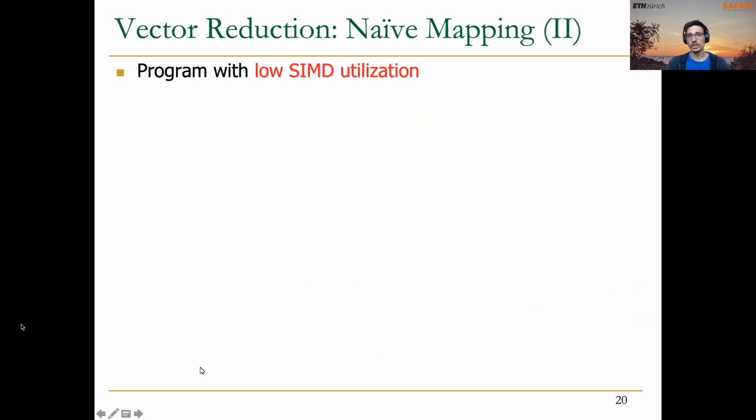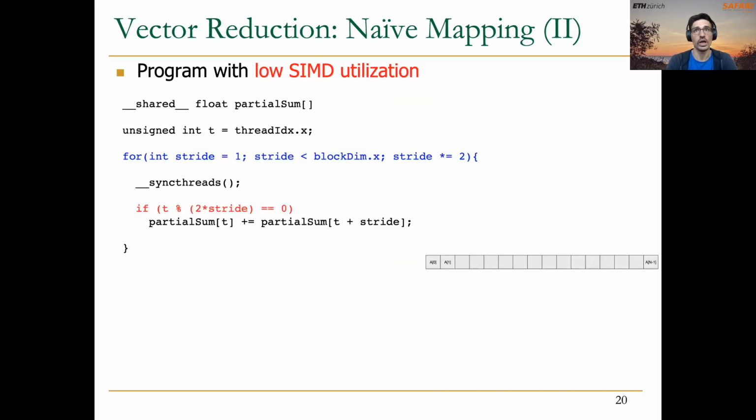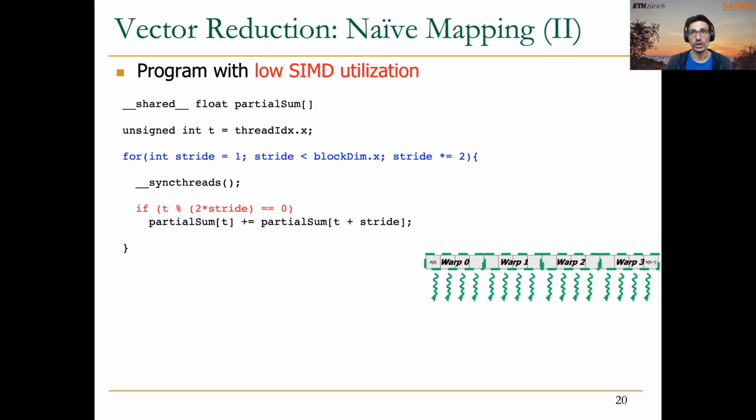The problem with this naive mapping is that it's a program with low SIMD utilization. And let's see why this happens. This essentially happens because half of the threads are retiring in every iteration, and the threads that remain are those threads that are at a distance 2 times the stride. So there are threads in the same warp that are retiring, while other threads in the warp continue executing.